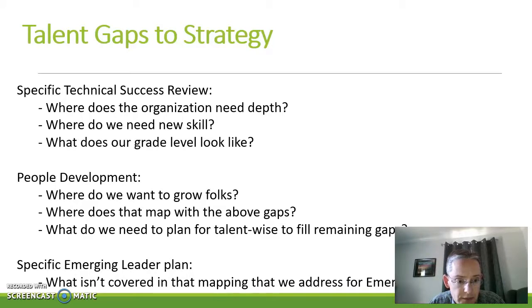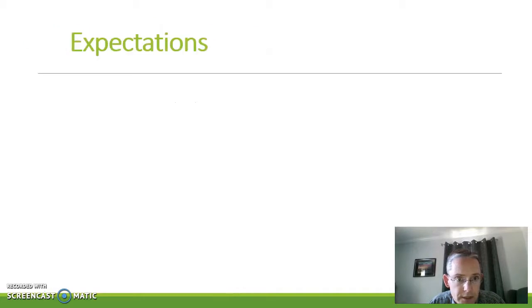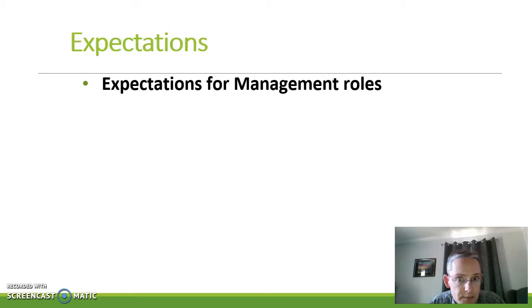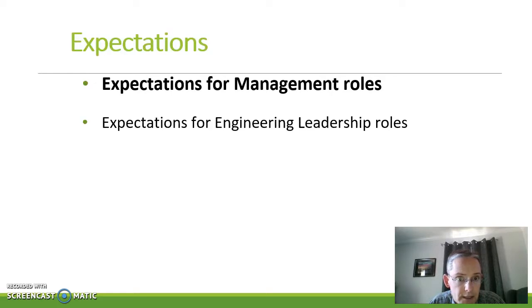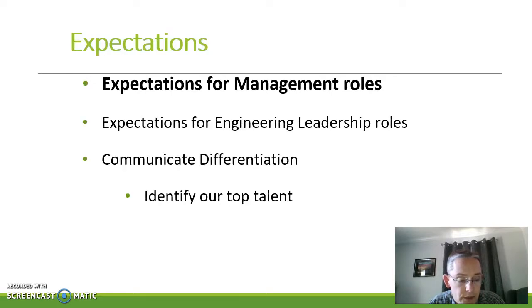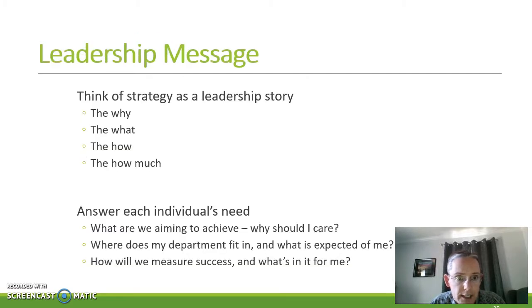And sometimes you have specific emerging leaders. We need to make sure we've got a pipeline of folks that can take on some of these big jobs as they come through. Expectations are key. We need to have expectations set for management as well as for your key technical leaders. Communication can be a differentiation for that. Identify our top talent, grow the top talent that you have.